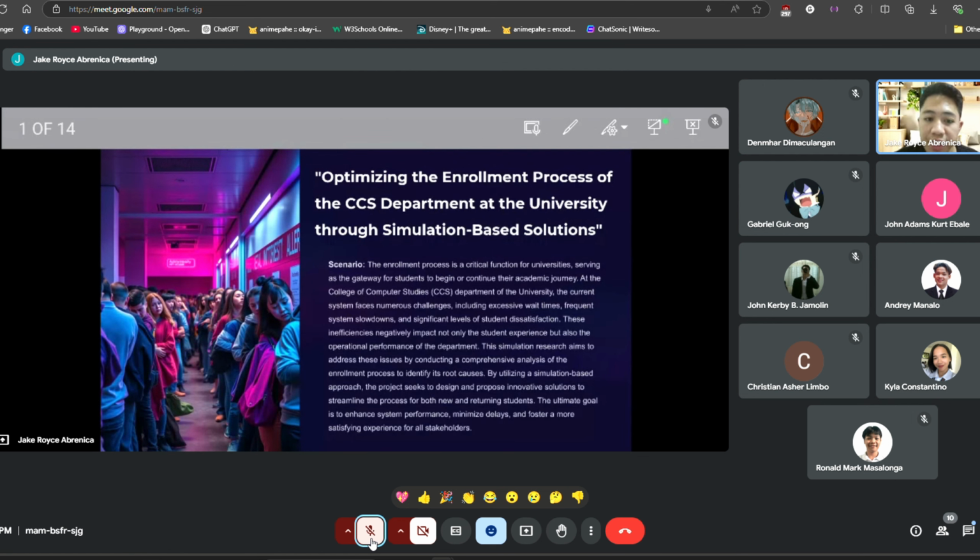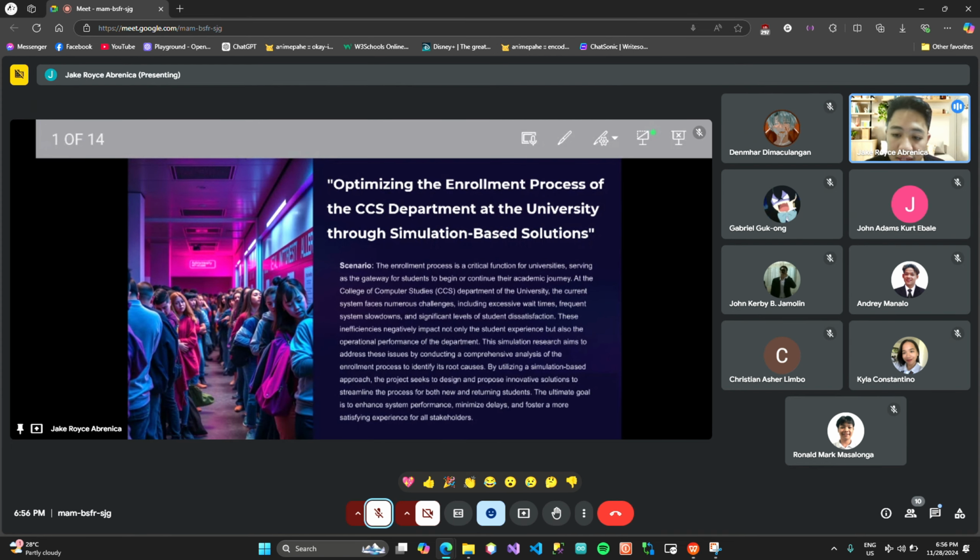The simulation research aims to address these issues by conducting a comprehensive analysis of the enrollment process to identify its root causes. By utilizing a simulation-based approach, the project seeks to design and propose innovative solutions to streamline the process for both new and returning students. Our ultimate goal is to enhance the system performance, minimize delays, and foster a more satisfying experience for all stakeholders. And the next one, the problem formulation, will be discussed by Mr. Denmhar Dimaculangan.